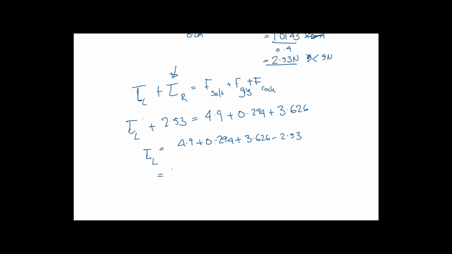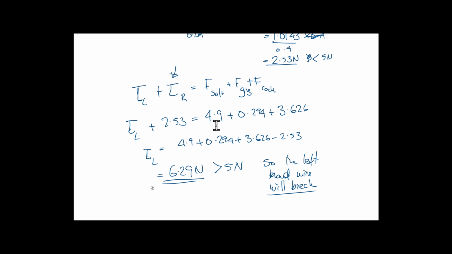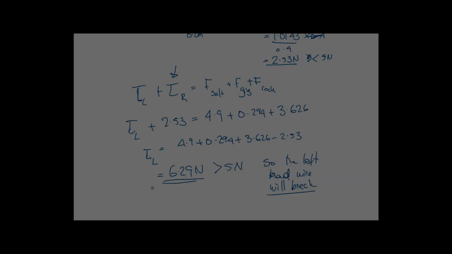So the torque is 6.29 newtons, and that is more than 5 newtons. So the left-hand side wire will break. It can only take 5 newtons, and we're wanting it to carry 6.3 newtons, 6.29 newtons. It's not going to do it. It's going to snap. Hopefully the dog gets out of the way.